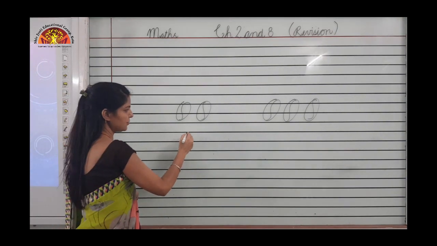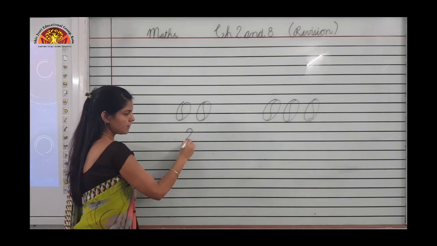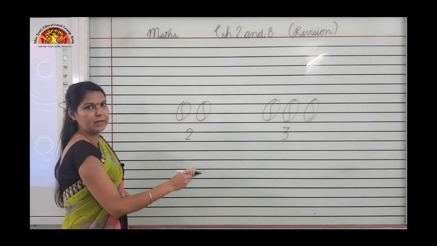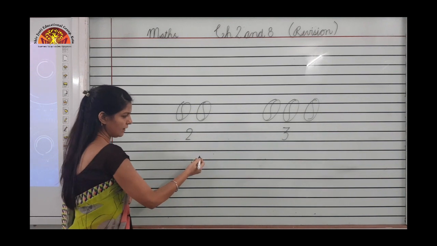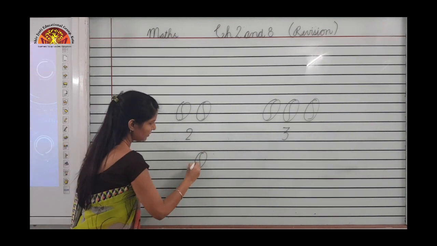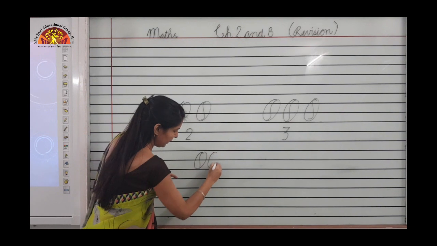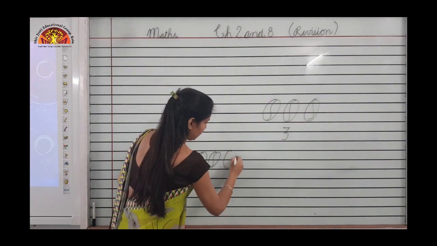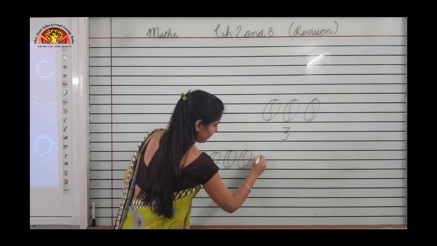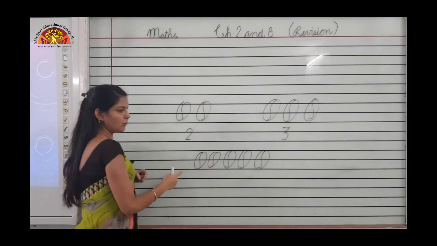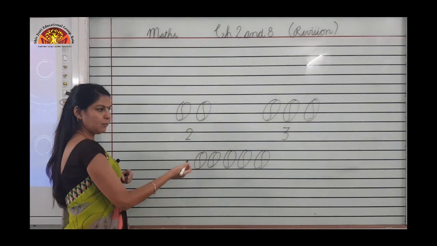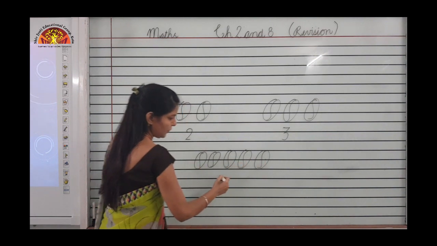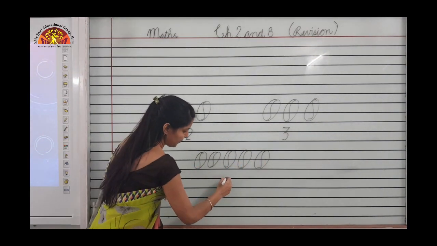Now we will keep all the balls together. Here we can write the numbers also. These are two balls and these are three balls. Now we will keep all balls together. So start counting how many balls will be there. Two balls from your side and three balls from your brother's side. Now start counting all these balls. How many balls are there? 1, 2, 3, 4, 5. So what do we get? We get 5.